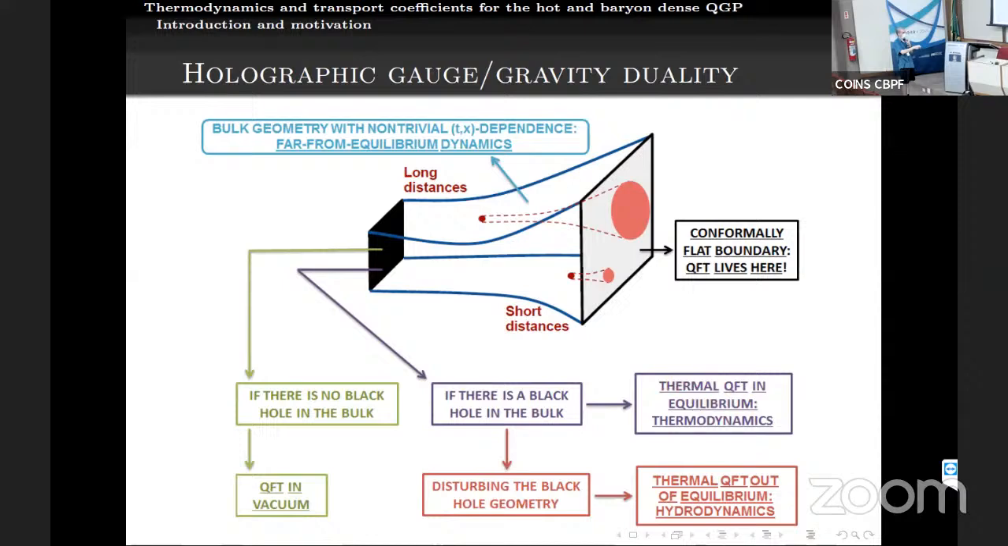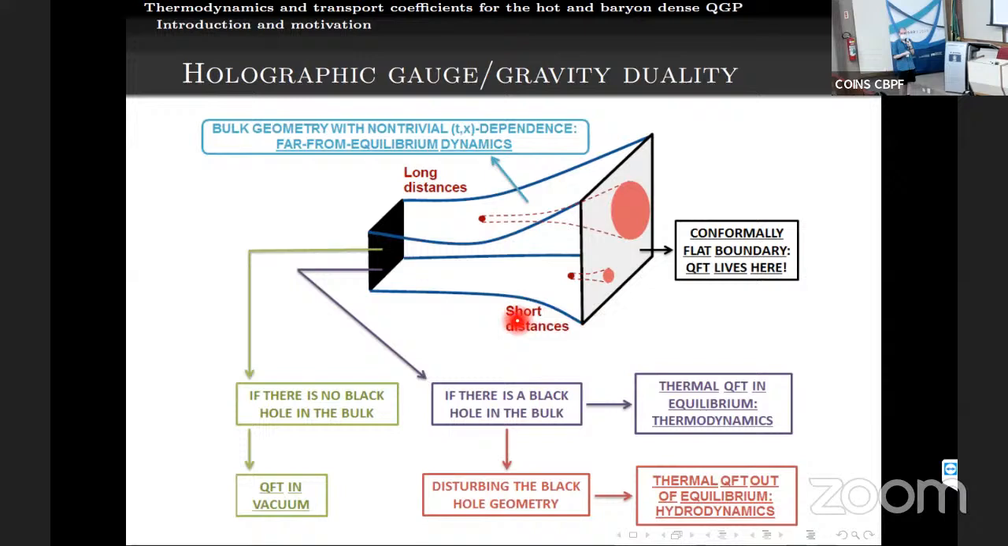And then if I slightly disturb the horizon of this black hole inside the bulk and study, for instance, the quasinormal modes of this black hole, I can study thermal quantum field theory out of equilibrium, but actually near equilibrium. And this corresponds to studying the hydrodynamics of this quantum field theory defined at the boundary. And the most interesting, the most difficult task here would be to consider the far from equilibrium dynamics of this same quantum field theory. And the point here is the following. To study any of these situations, the vacuum, the thermodynamics, and also the hydrodynamics, in practice, we just need to consider a set of coupled ordinary differential equations where all the fields and perturbations that we need to solve at the end of the day only depend on this extra dimension here.